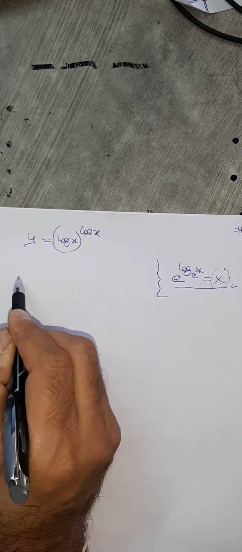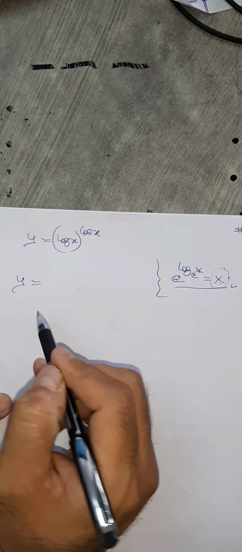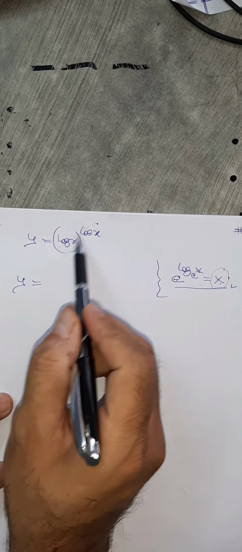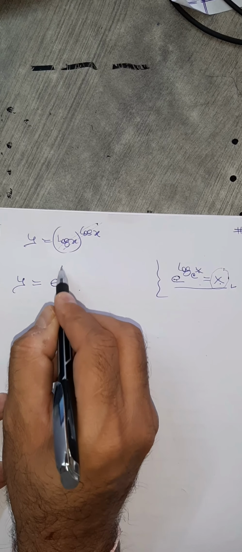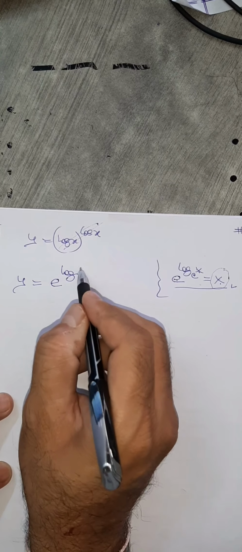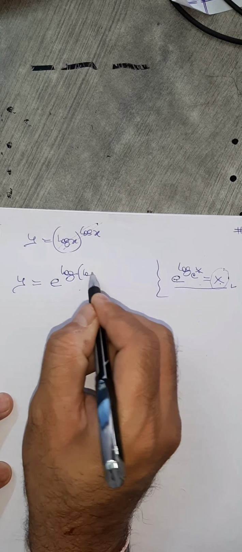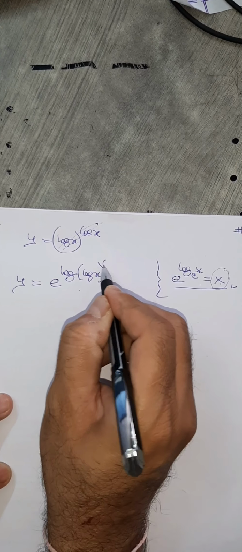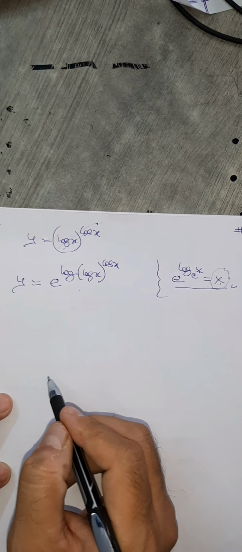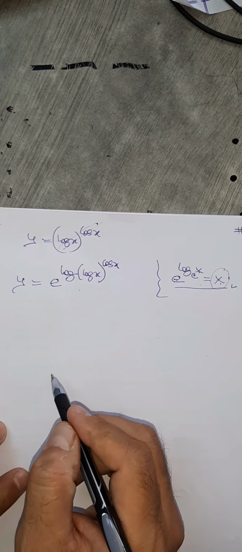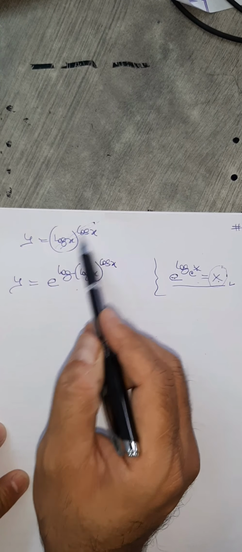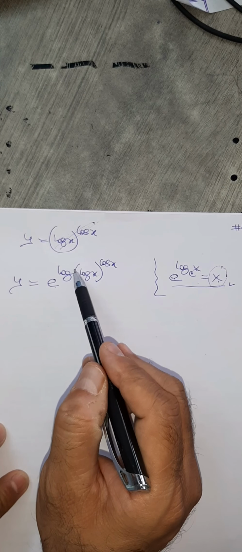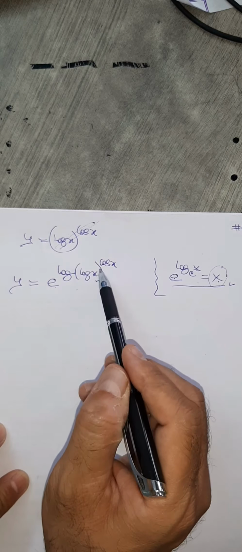Here, y equals, what I'll do, you keep this as the x in your mind. So e raised to log of this given expression, which is (log x) the whole raised to cos x. I repeat what I did: you imagine this as x, e raised to log of that x.